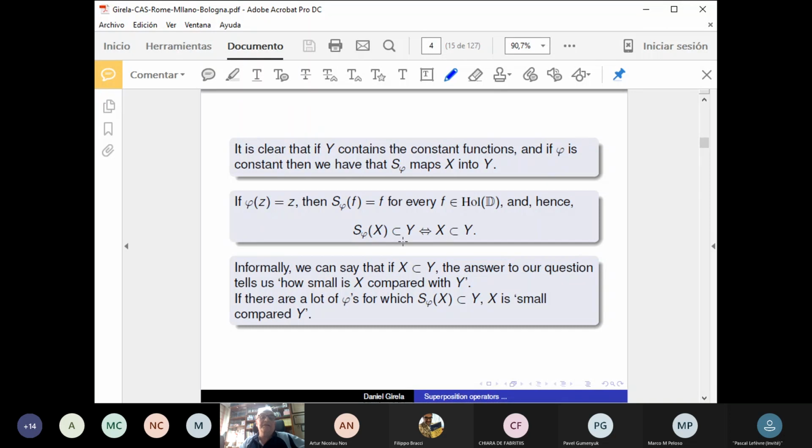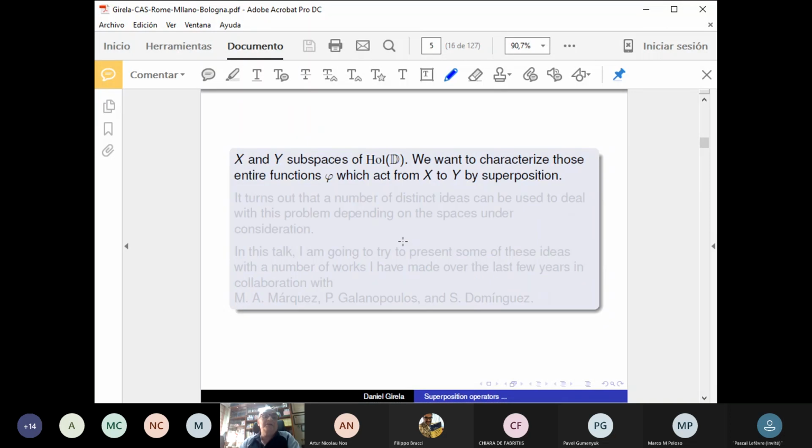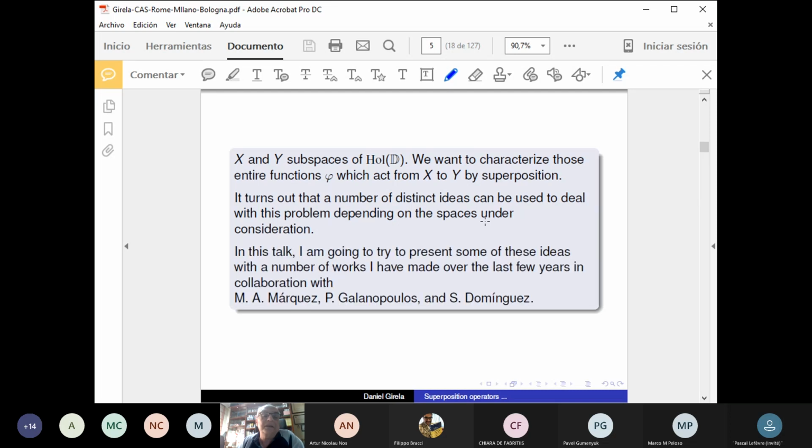So let me see. The question that we want to consider is this: we have two spaces of analytic functions, and we want to characterize. And what happens is that this has been done for a number of pairs of spaces, and actually there are some quite different ideas used for different spaces. And then what I want to do is try to explain some of these different ideas that have been used to consider this in some of these cases.